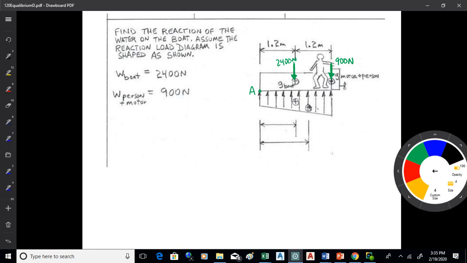What I've got then is 2,400 newtons at the center of gravity for the boat, which is in the middle. Then I've got 900 newtons at the very end of the boat, which is the combined weight of the person and the motor. I want to figure out what these values are on this distributed load. What's that value and what's that value?